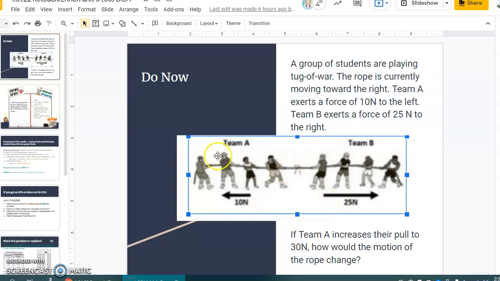So if Team A, this group, increased their pull to 30, how would the motion of the rope change? I want the motion of the rope, not the math and everything else. And yep, thank you for that answer. The rope would actually shift slowly, but increasingly, to the left.